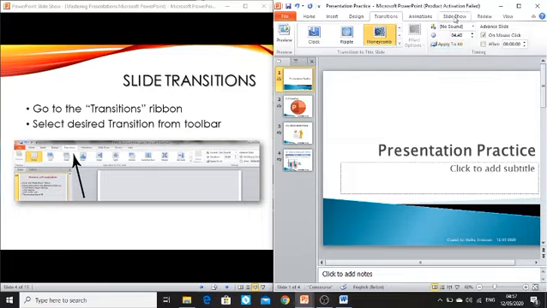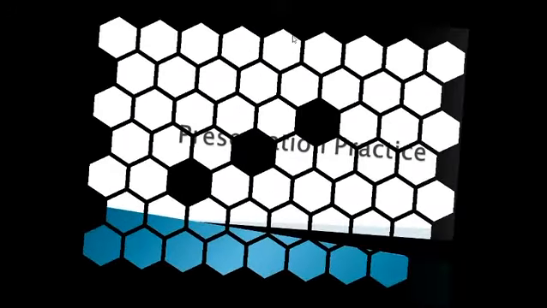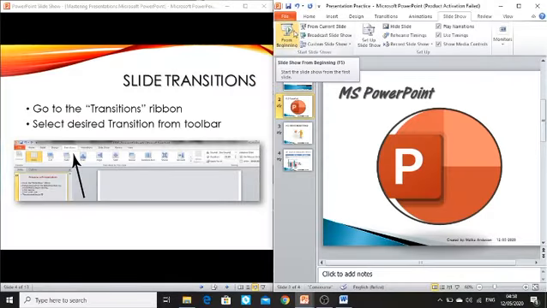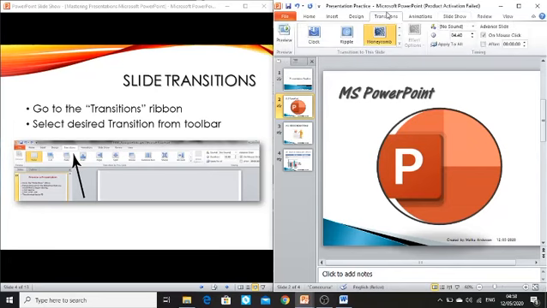So as we click on the slideshow and start it from the beginning, notice that you would have the honeycomb effect appearing on each particular slide that we have in this presentation. Now notice just now it appeared kind of slow. So what can you do to change the speed of your transition?